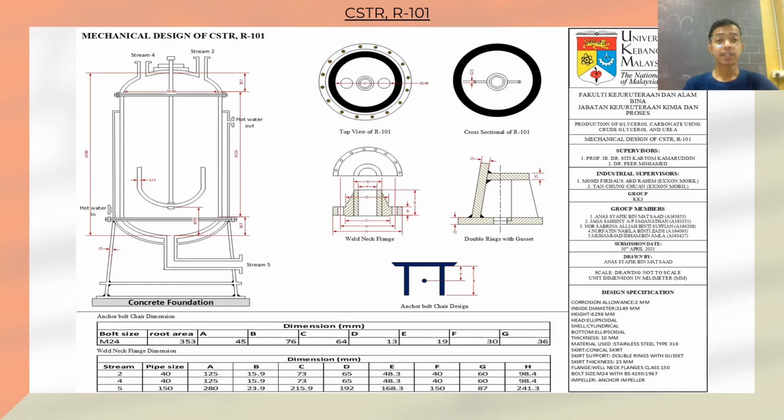This is the mechanical drawing of CSTR R101 that has been drawn based on the calculation from the design specification. The corrosion allowance used is 2 mm and the inside diameter is 3149 mm, while the height of the reactor is 6298 mm. The material used for construction is stainless steel type 316, and the skirt design is a conical skirt with the skirt support of double ring with cassette. The flange design is weld neck flange, the bolt size is M24, and the impeller used is an anchor impeller.